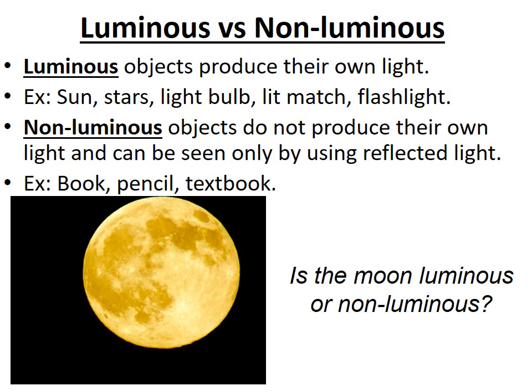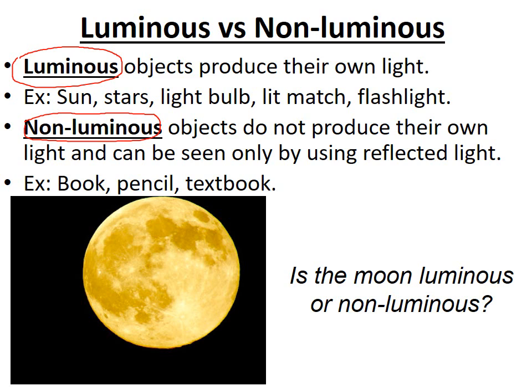Now, before we go into how humans can produce light, I want to talk about two types of objects. Some objects are called luminous, and others are called non-luminous. A luminous object is an object that can produce its own light. So, for example, the sun and other stars, a light bulb, a lit match, a flashlight, they produce their own light. Whereas a non-luminous object is something that does not produce its own light. And the only way to actually see it is if light from something else that is luminous shines onto it.